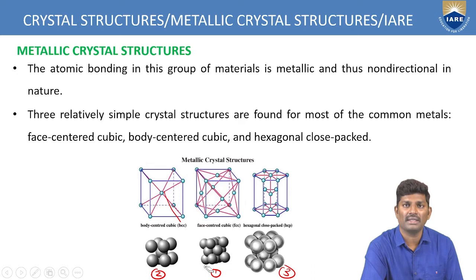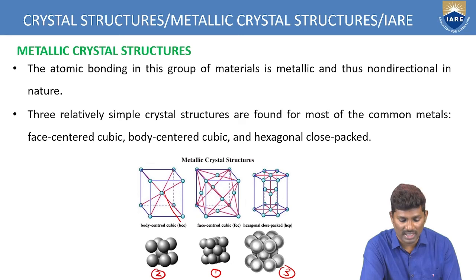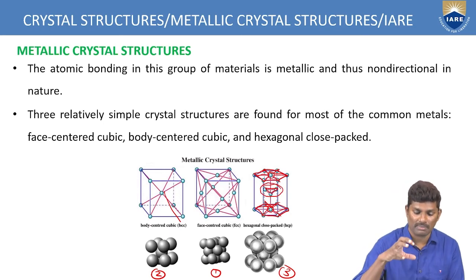Next comes the third category in the metallic crystals: the hexagonal. Why is it a hexagon? Again, we have here 1, 2, 3, 4, 5, 6, and again the base 1, 2, 3, 4, 5, 6. For this hexagonal, you have an atom at the center of the top and bottom, and these are bonding with all the corners of the top and bottom, and again at the center you have another. So that's why it's hexagonally close packed.